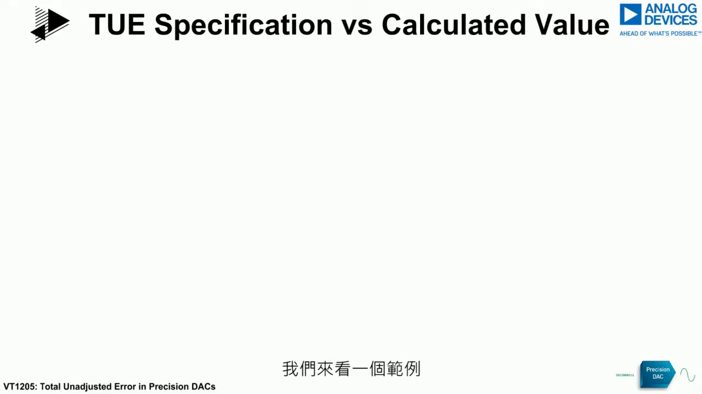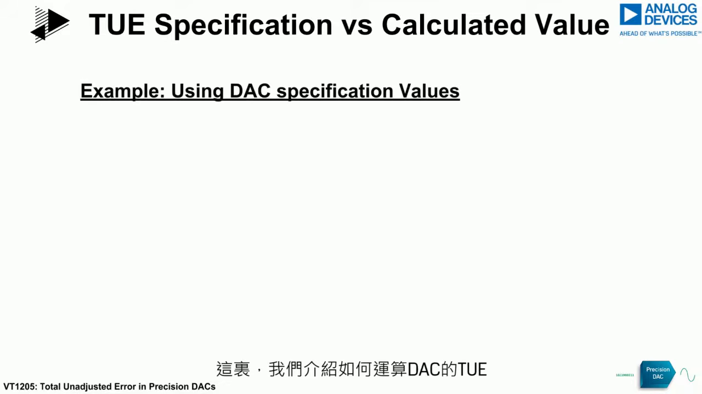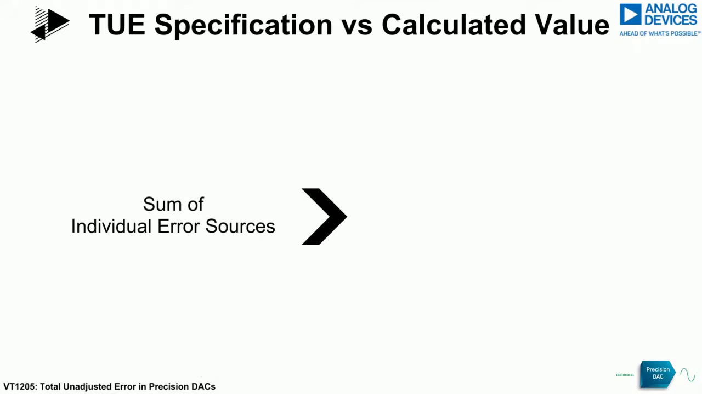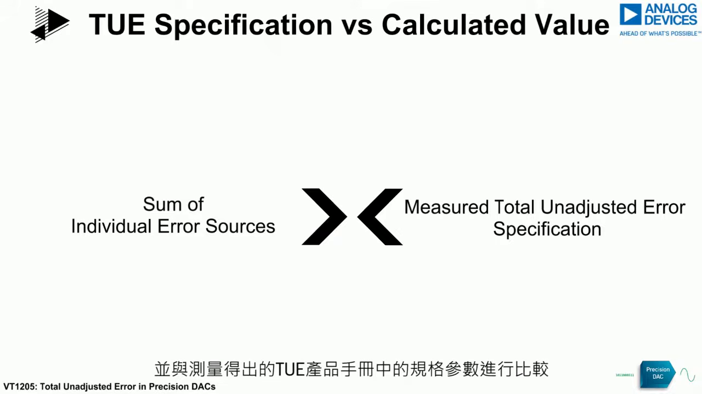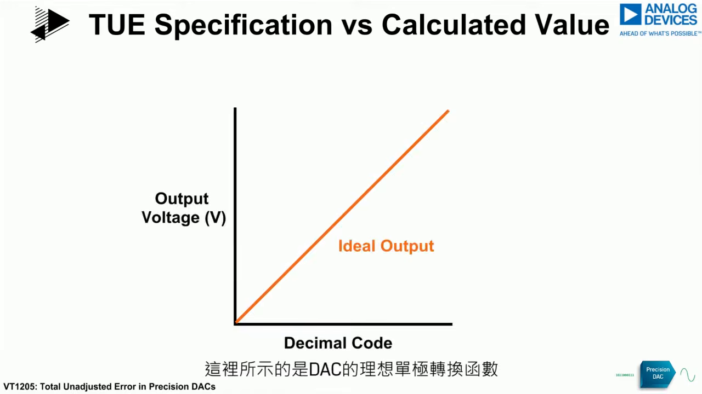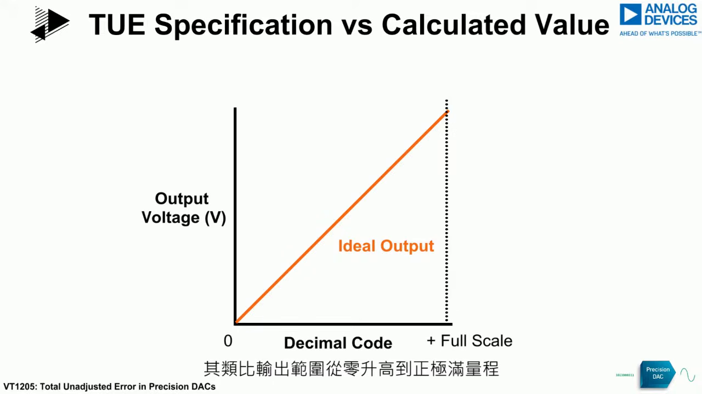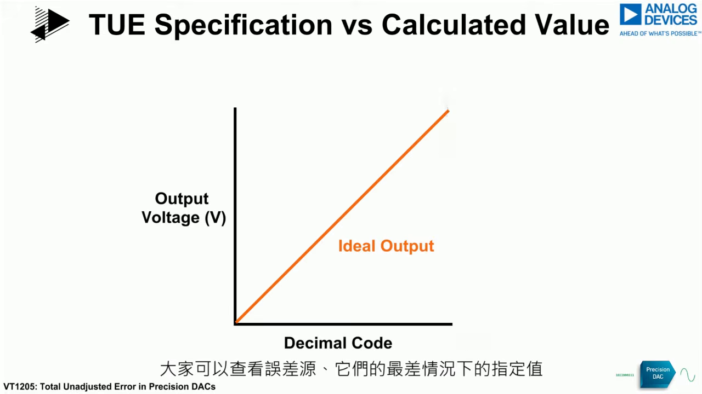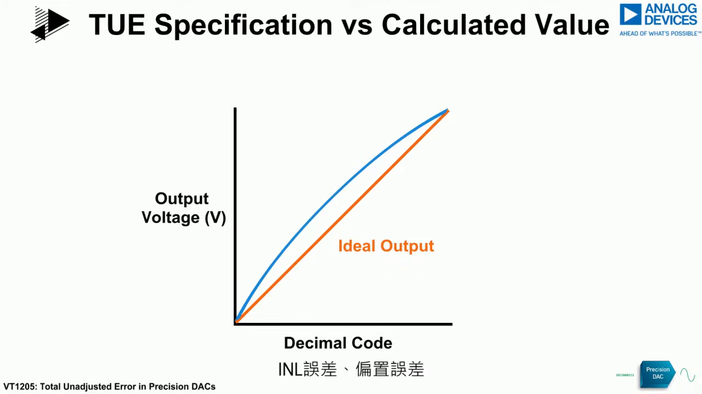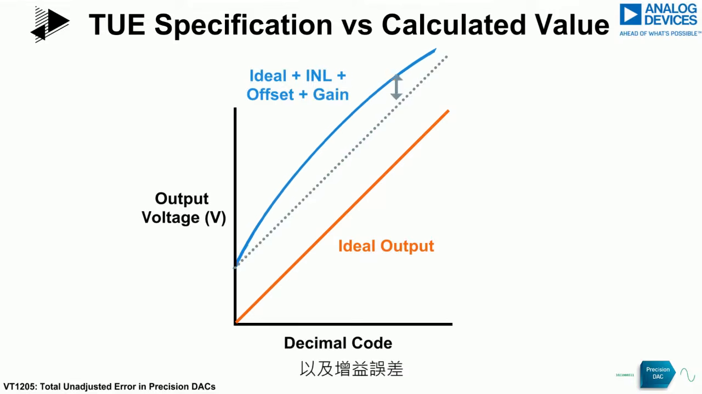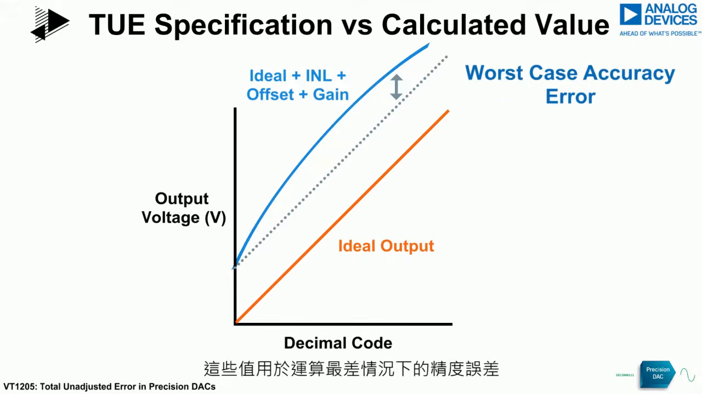Let us look at an example. Here we will go through the calculation of the TUE for a DAC, where we take the individual error sources and compare with the measured TUE datasheet specification. Here we show the ideal unipolar transfer function of a DAC, where the analog output range goes from 0 to positive full scale. Looking at the error sources and their worst-case specified values, the INL error, the offset error, and the gain error. These are used to calculate the worst-case accuracy error.